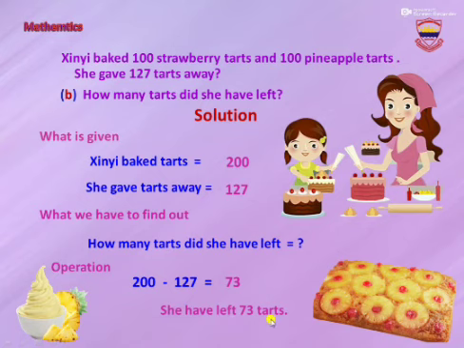In this sum, firstly, we collect the strawberry and pineapple tarts. That are 200. Then it is given that she gave 127 tarts away. So we subtract 127 from 200 and get the answer 73. I hope you understand two-step word problems with these examples.